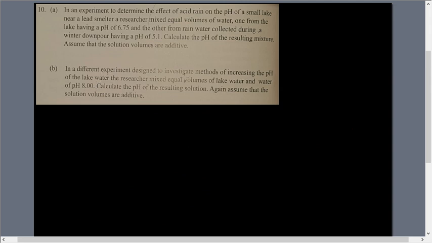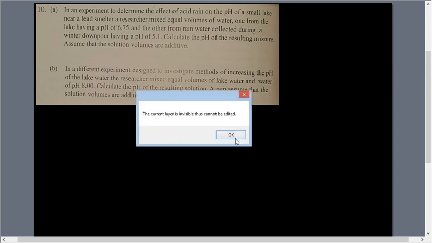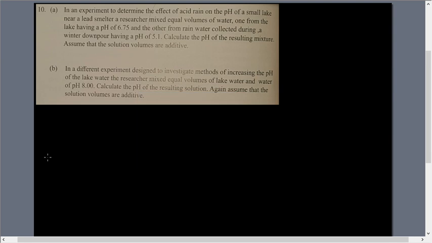So when we're looking at this, the worker is adding equal volumes again. He's adding equal volumes again of lake water and water of pH 8. So lake pH is equal to 6.75, we've known, and water that he's added equals pH 8.0.